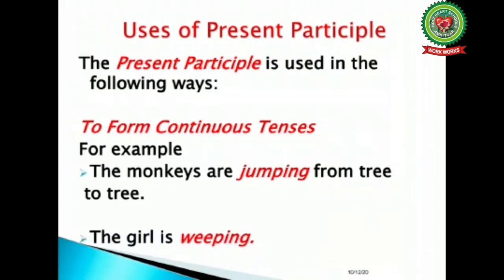Let us consider one more example. The girl is weeping. Children, what is the girl doing? Yes, the girl is weeping. The word weeping acts as a participle. It denotes that the girl is weeping at that very moment.